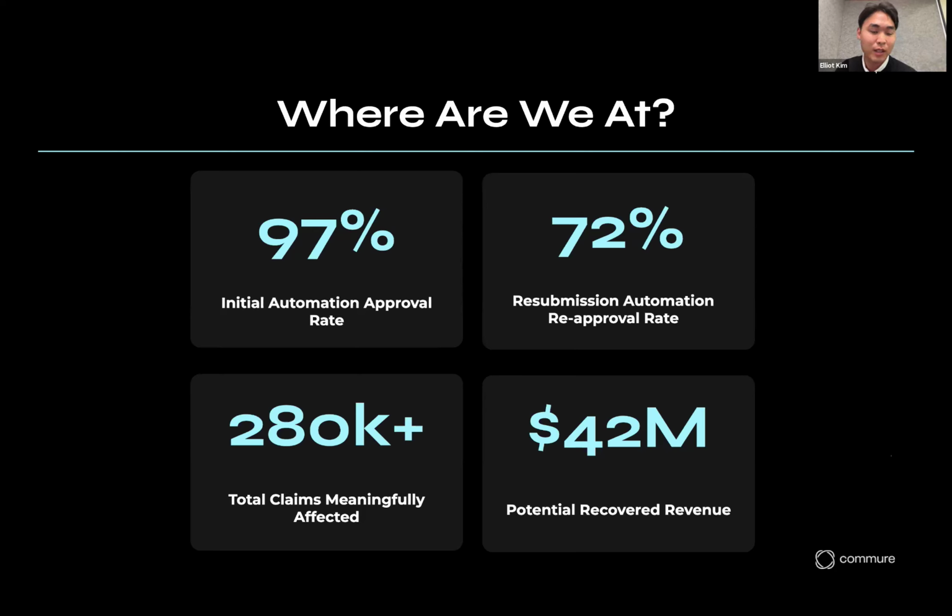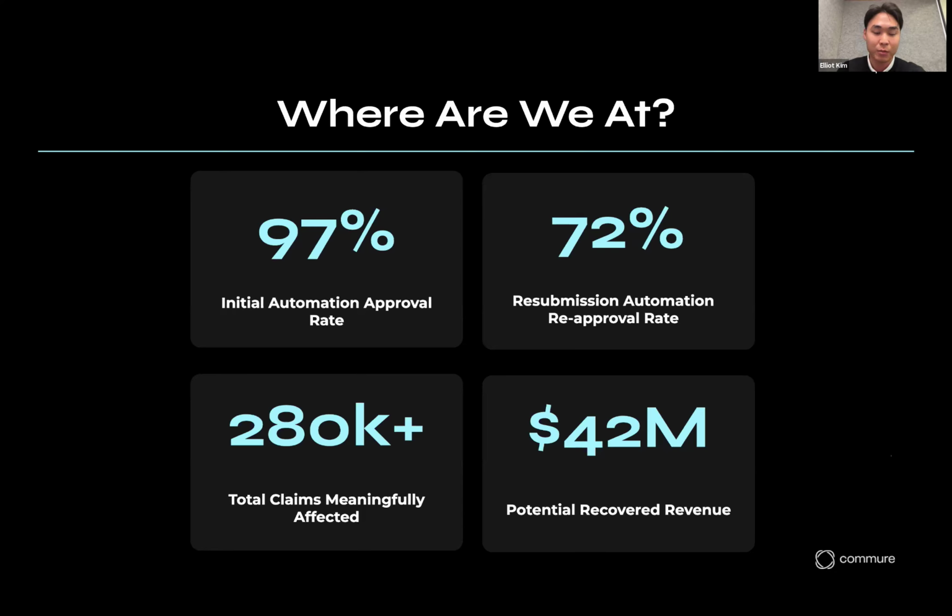So let me define what each of these four numbers here mean. The first one is 97%. This is our initial automation approval rate, which means of the claims that our strategy has touched and corrected before the first submission, 97% were essentially approved by the payer. So they were corrected once by our strategy upfront, and then they were actually paid.